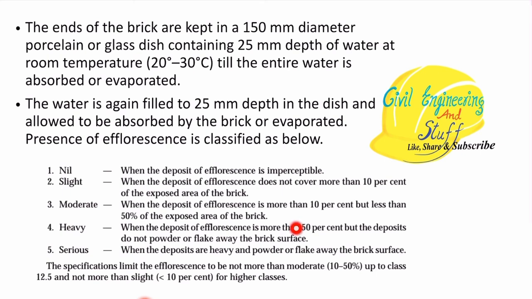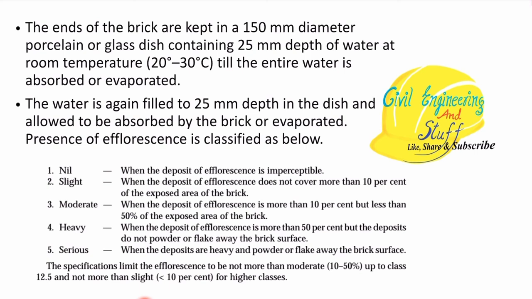If this is more than 50%, and upon touching we do not get these white patches on our finger, then it is called heavy efflorescence. And if the white patches are available on more than 50% of the exposed surface of the brick, and upon touching the brick surface we get flakes in our hand also, then this is called the serious category of efflorescence. So this is like a visual assessment of the efflorescence on the bricks.